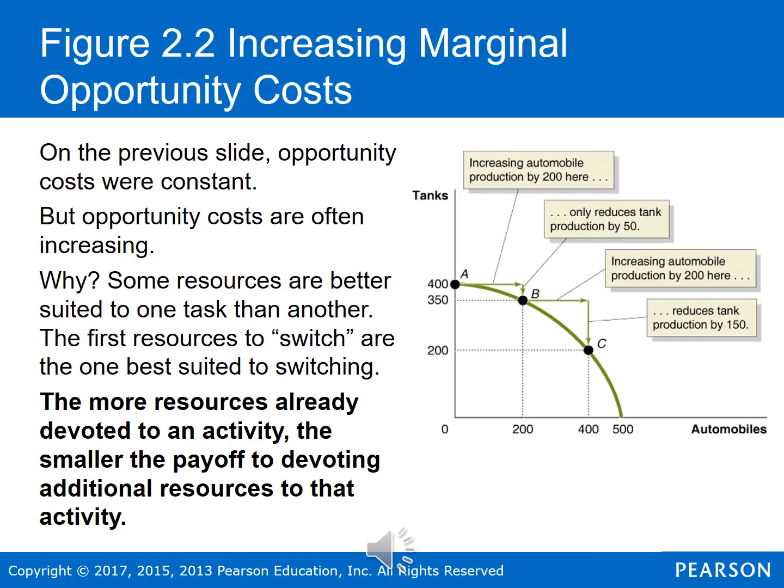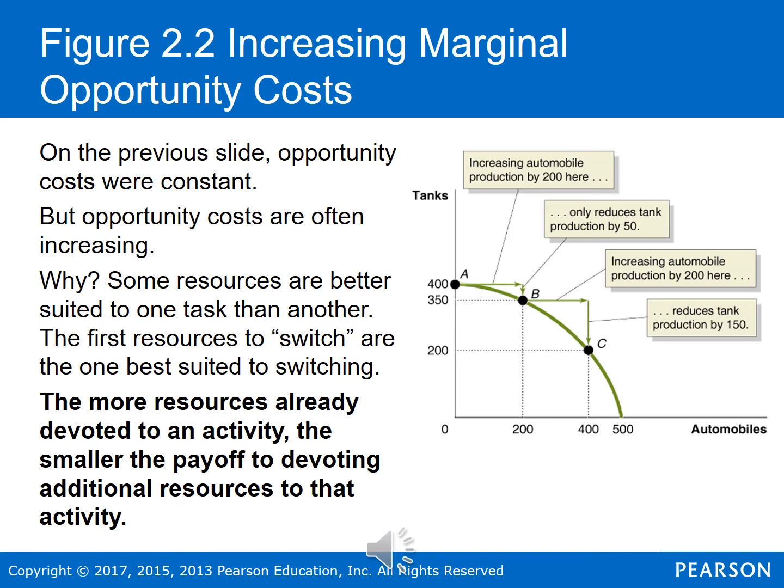Now, on the previous two slides, we assumed that the opportunity costs were constant. And that's a pretty good assumption for an auto manufacturer deciding between two different types of cars to produce. But often, opportunity costs are increasing. So for instance, we'll have the production possibility frontier, like the figure on the right. So why is this the case?